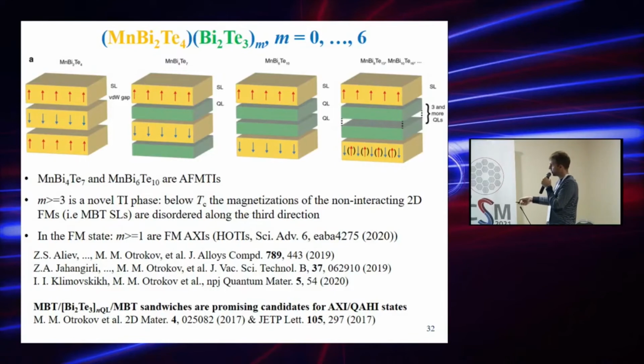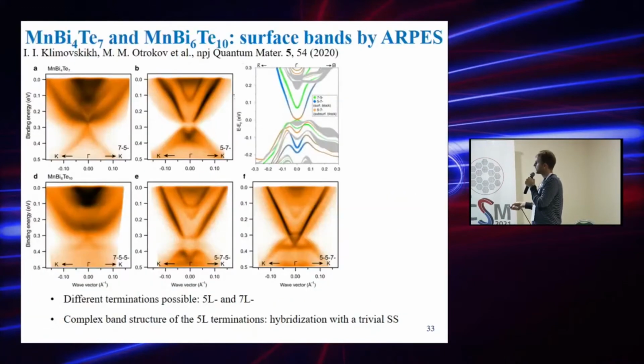And depending on the number of them, you can realize different magnetic phases such as antiferromagnetic TI or partially disordered magnetic topological insulator, or even a ferromagnetic axion, which is some sort of high-order topological insulator state. These are the electronic structure of these materials, 147, 1610. Probably I don't have much time to go into details.